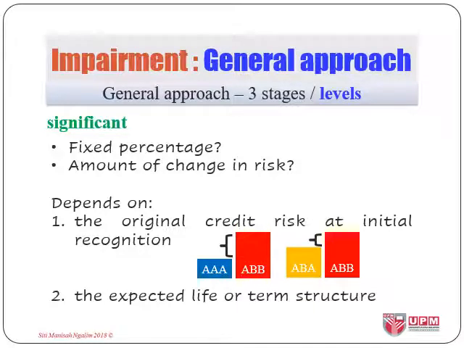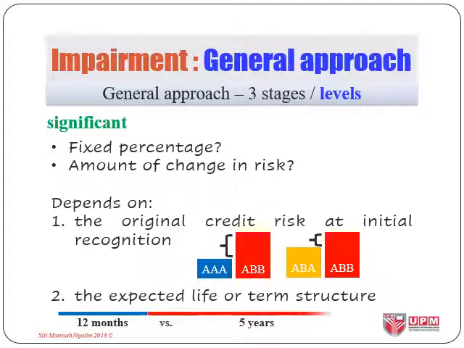Second, it depends on the expected life or term structure. By this, we expect that the risk of a default occurring for financial instruments with similar credit risk increases the longer the expected life of the financial instruments. Therefore, if the risk of a default occurring for a financial instrument with an expected life of 10 years at initial recognition is the same after 5 years, then this indicates that the credit risk has increased, given the shorter term left. Therefore, we cannot simply compare the absolute risk.